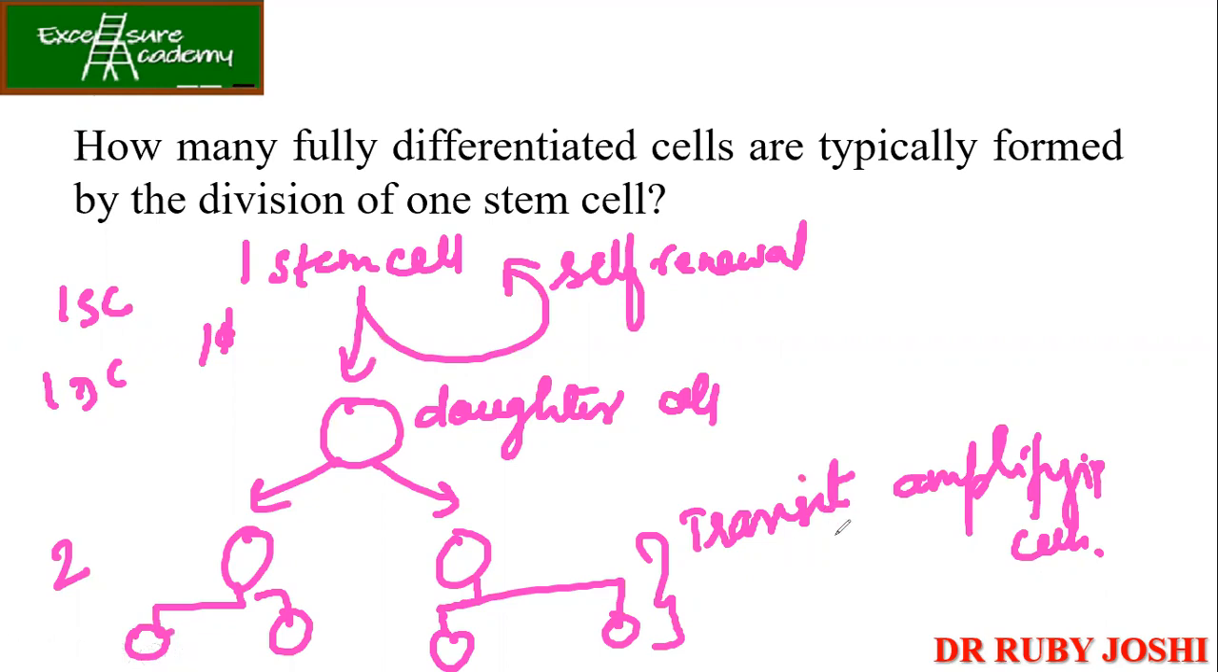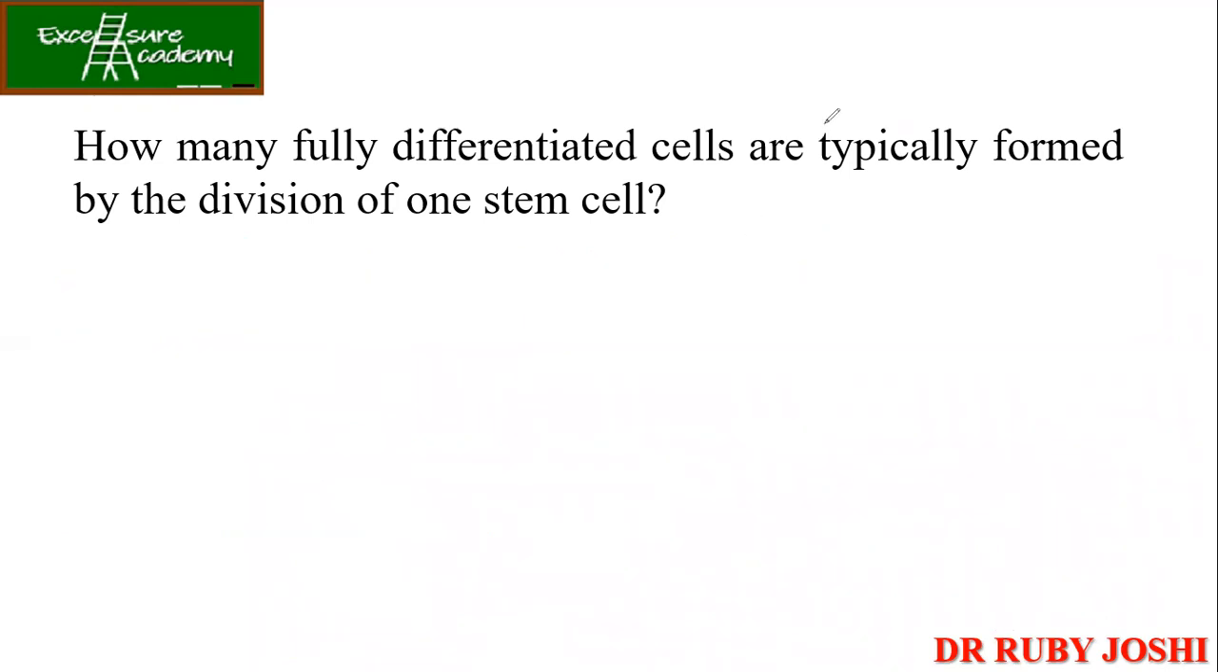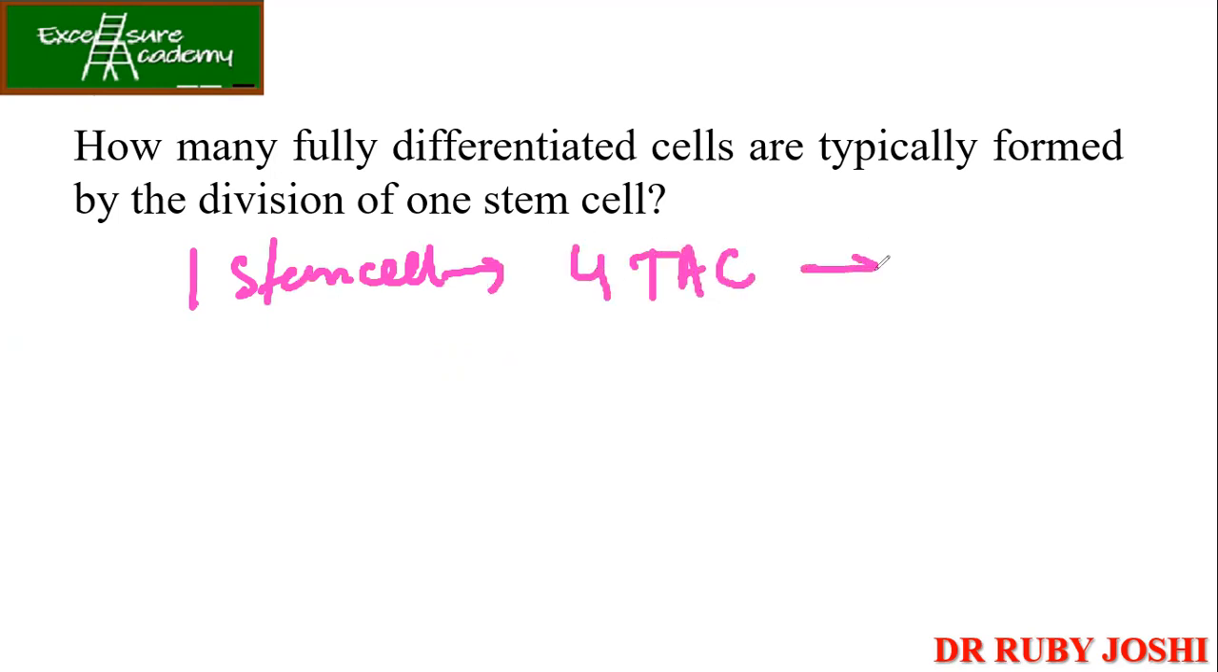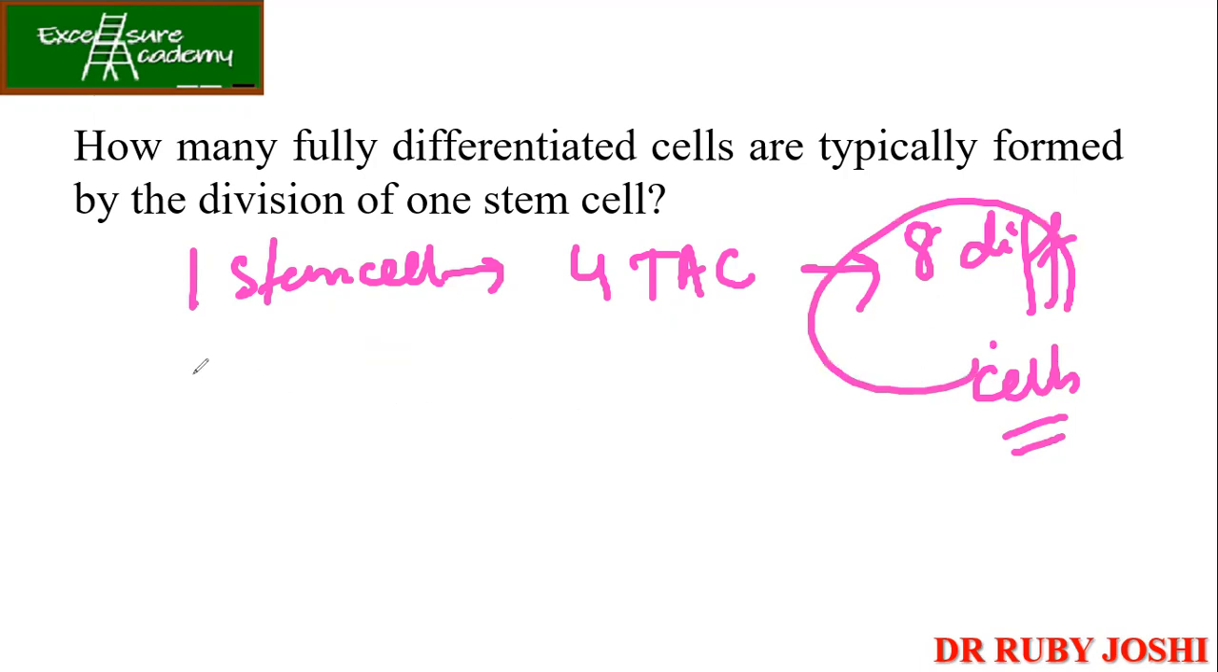अब क्या होगा, transit cells जो रहेंगे, they will go for further division and give you from 4 transit amplifying cells you're going to get 8 cells, and these 8 will finally mature to become the differentiated cell. So from this we understand that one stem cell will give you 4 transit amplifying cells, finally will give you 8 differentiated cells. Okay, so now you can get the answer to how many fully differentiated cells are formed. It is around 8 you get from one stem cell.